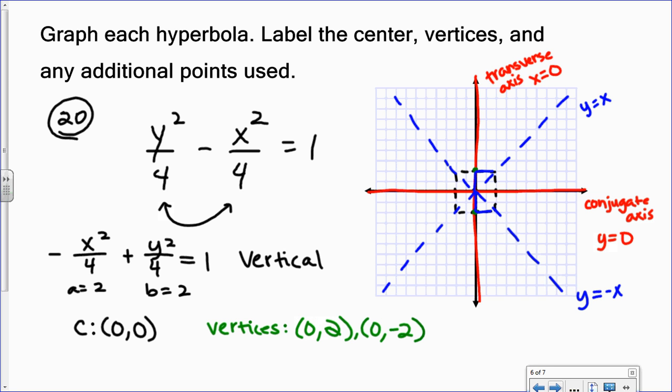Okay. Let's draw in our hyperbolas now. So here and here.